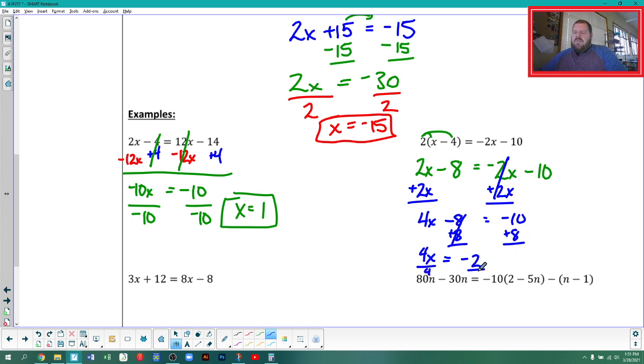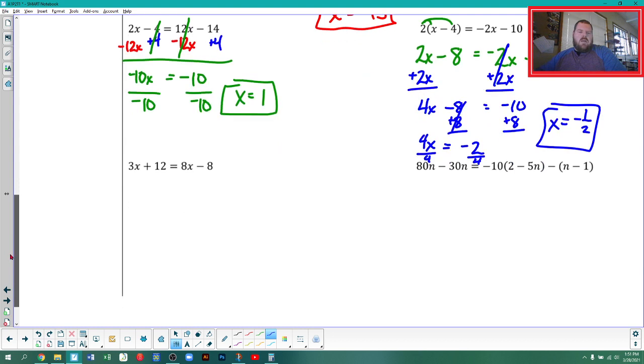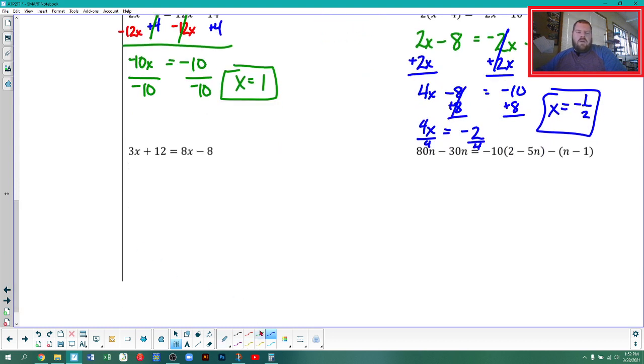I'm kind of running out of room. I know. Dang it. It's okay. Divide by 4, and negative 2 divided by 4 is probably best seen as negative 1/2. Okay, and that's my answer. So I can get fractions. That's a possibility. That's okay. It's just another thing that can happen.